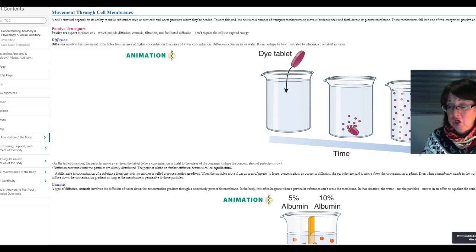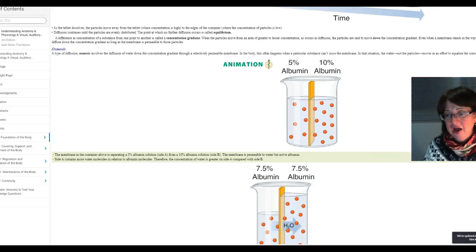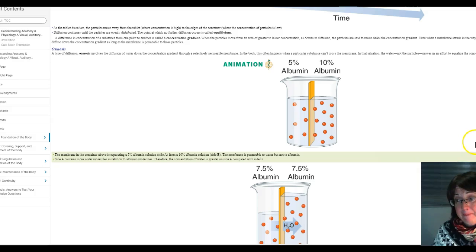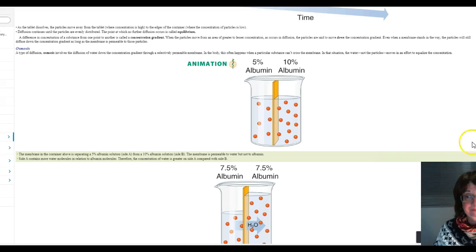Good. Second type of transport is called osmosis. Osmosis is the movement of water based on the concentration gradient of non-water particles. So here's an example: you've got your albumin, and albumin is a very large protein. Albumin will not move because it is too large to go through the selectively permeable membrane. You've got 5% albumin on this side, which means you have 95% water.